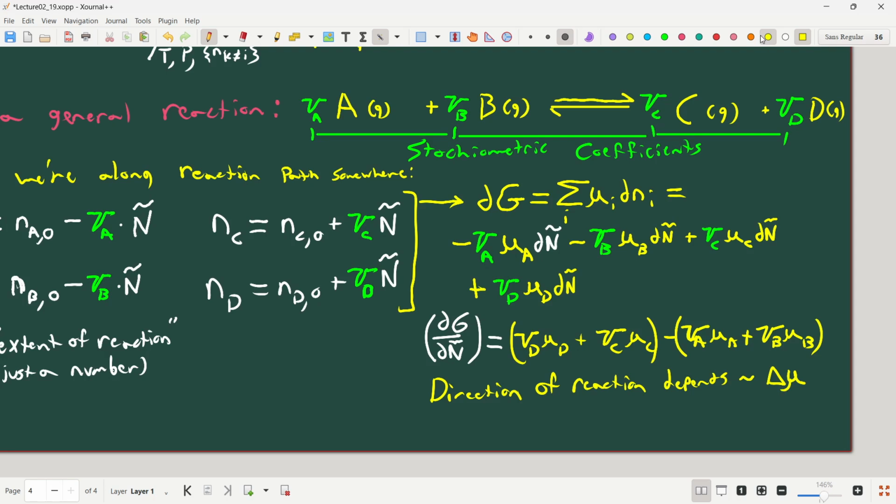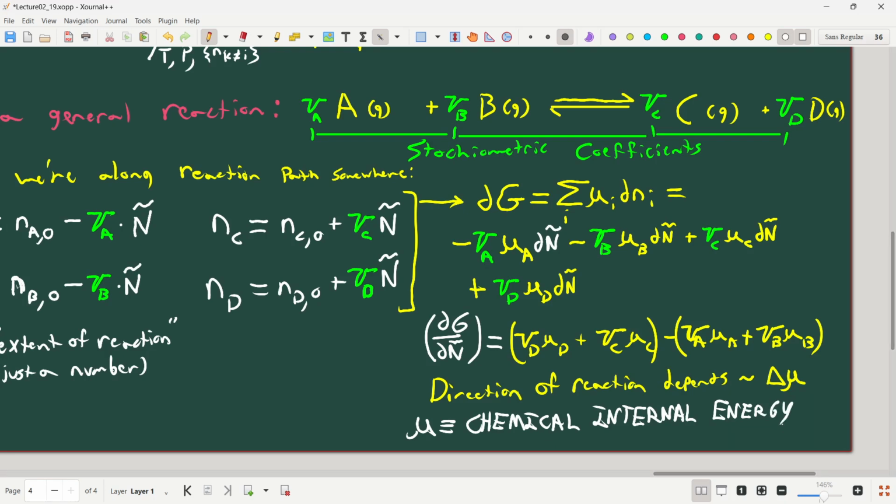So the idea is that mu is the chemical internal energy of the molecules. It has nothing to do with the box. It has nothing to do with the entropy or the volume, none of the work. This is some sort of internal energy that's intrinsic to each of the molecules.